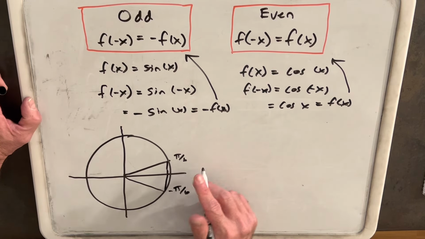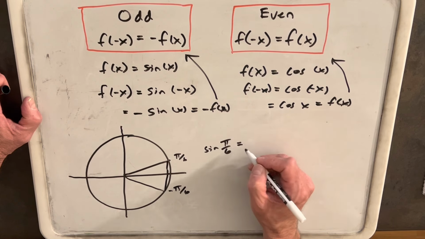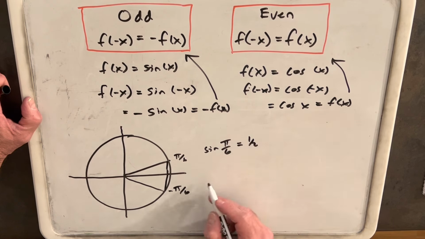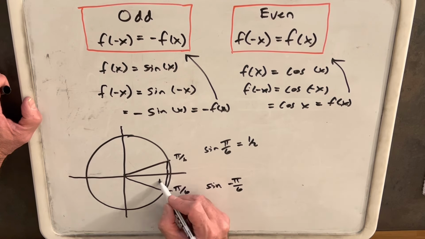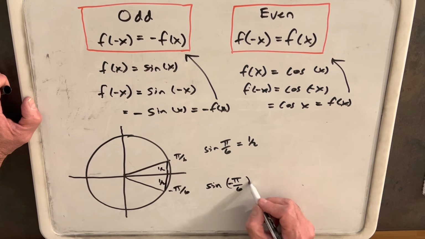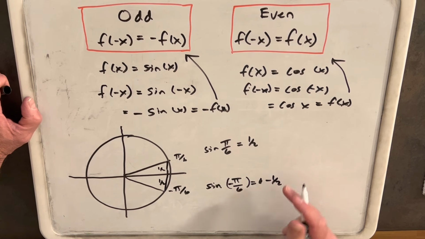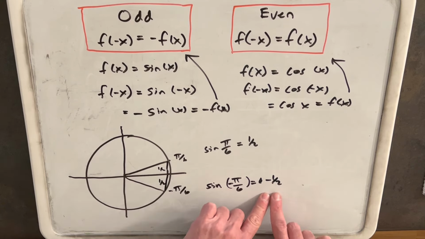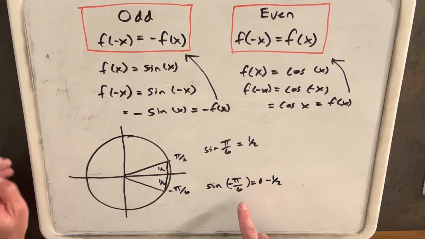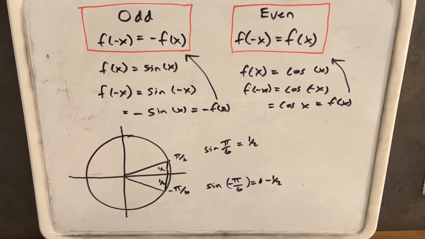Then we can do the same thing for sine. If we look at sine of pi over 6, this is going to be 1/2. But then if we look at sine of minus pi over 6, no, sorry, this is going to be minus 1/2, which is the definition of an odd function. We put in the negative input and we get back a negative answer, whereas with the even function, we put in the negative input, we get back the exact same answer for f of x.